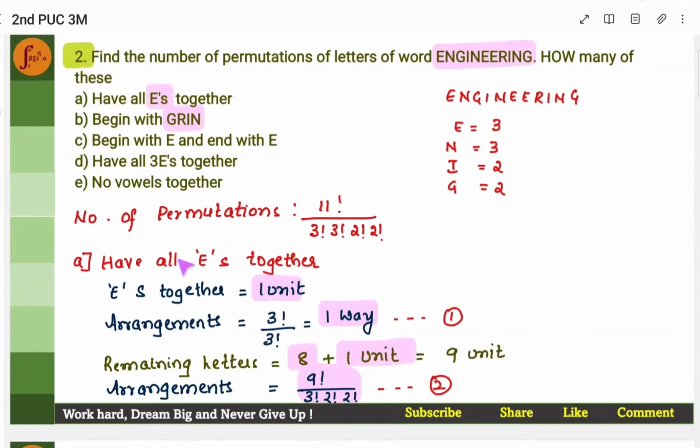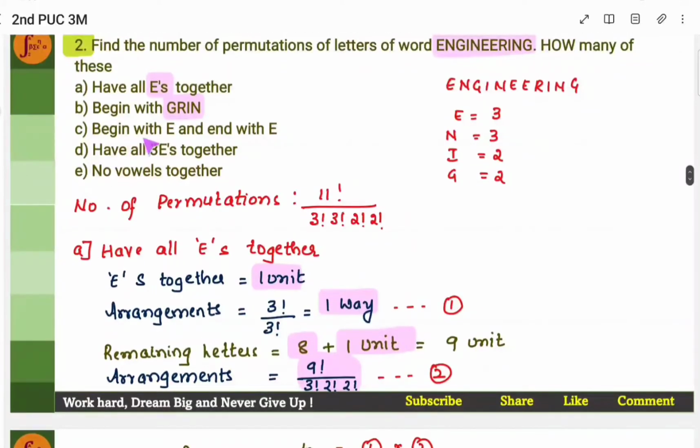Because they have not told in which position it should be. It can be anywhere. The E's can be together anywhere. It can be first place, second place, third place, fourth place. It can be anywhere. That's why I add 1 unit here. Third one is begin with T and end with T.